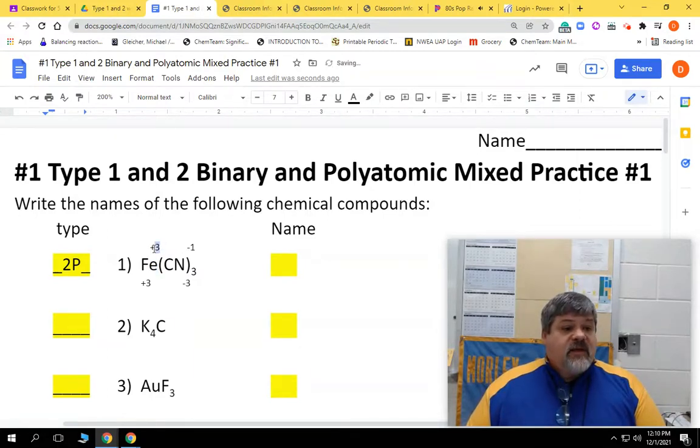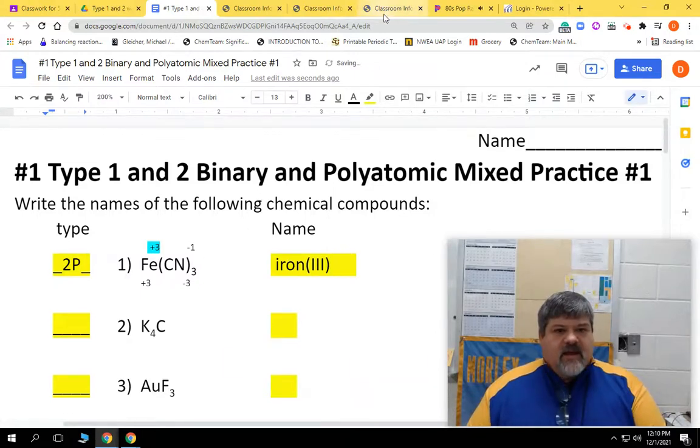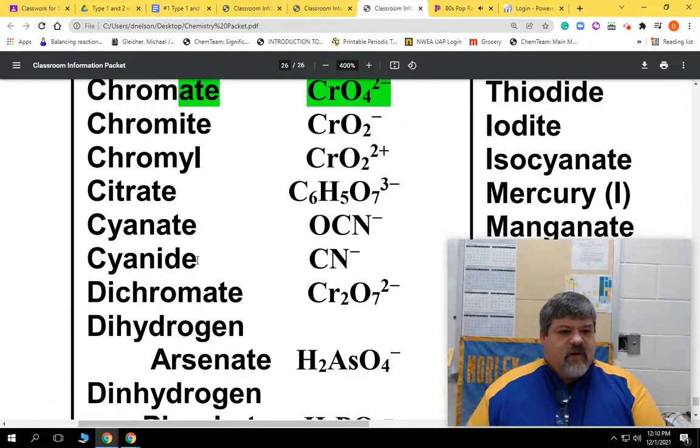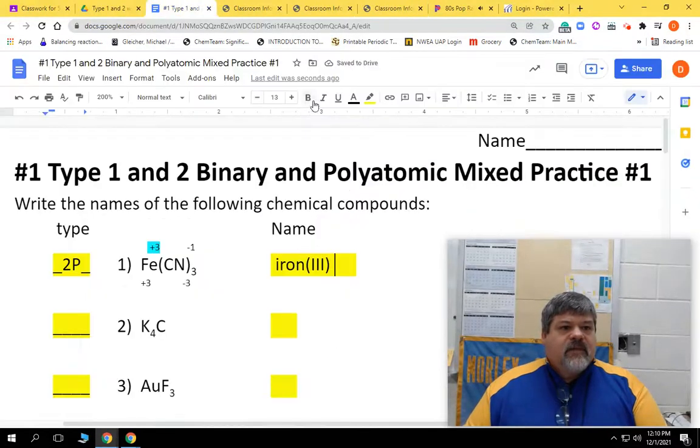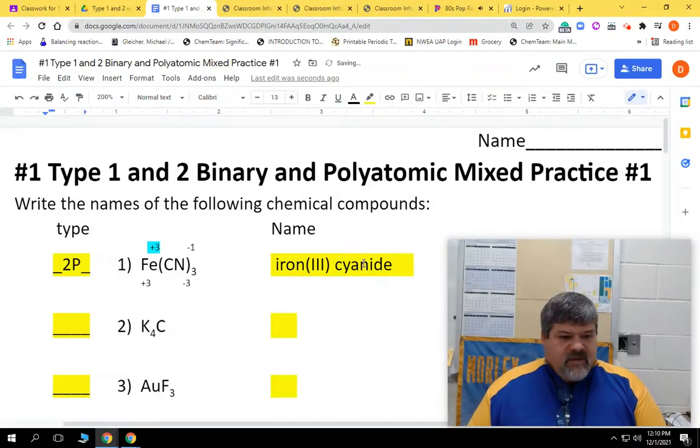Now again, this +3 that is going to be our charge is actually going to be our Roman numeral. So we're going to go in here and we're going to put down iron, and then we're going to put our parentheses, and we need the Roman numeral 3 and our other parentheses, and then we do CN, and if I go back to that, CN stood for cyanide, and we're going to put in cyanide. So iron(III) cyanide, that's that formula. Let's go to the next one.